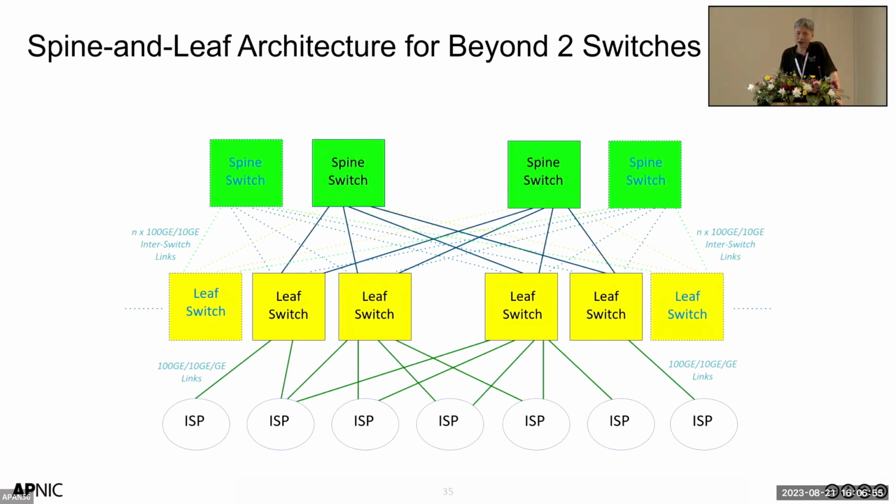By the way, this actually applies to very large IX with maybe 50 connections or even 100 connections. If you only have maybe 20 connections, you may not need this kind of architecture.